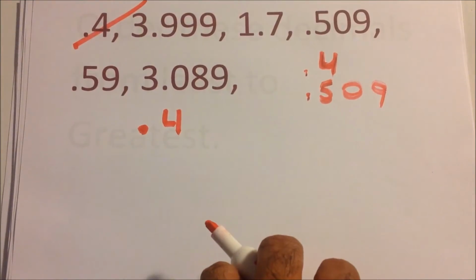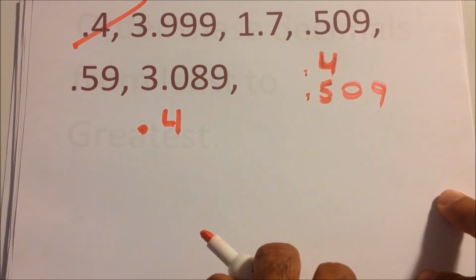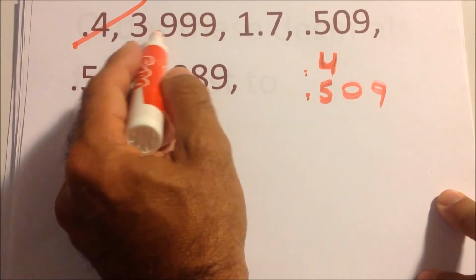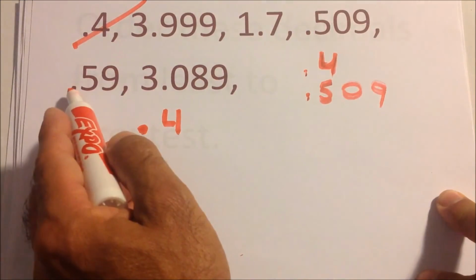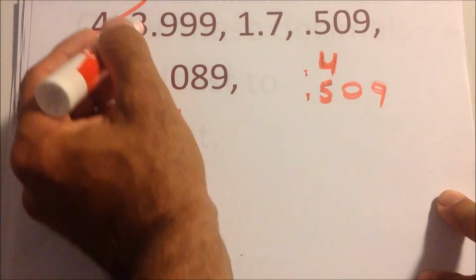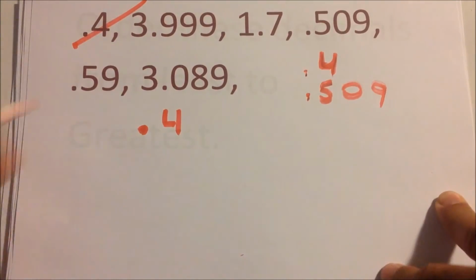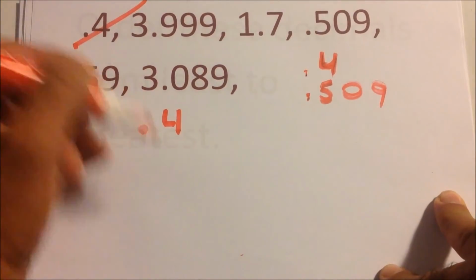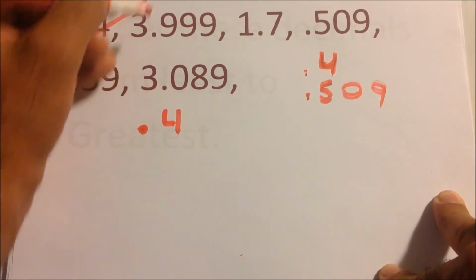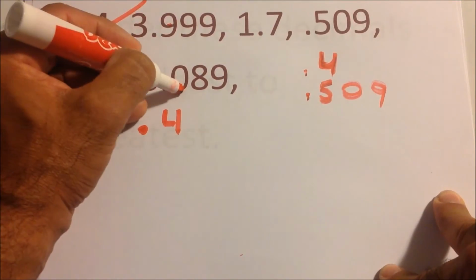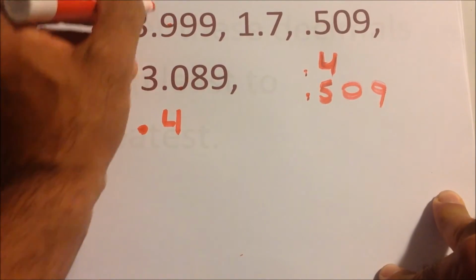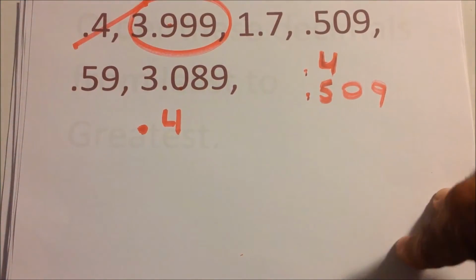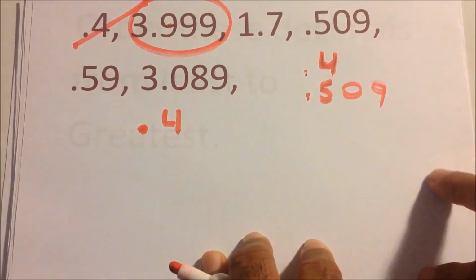Cross it off. What's next? Well, 3.999 is bigger than 1.7. It's bigger than 0.509. It's bigger than 0.59. So what's bigger between these two numbers? Not bigger, but greater. They both share a 3. There's a 9 here, and there's a 0 there, so we can stop right away. This number is the greatest number we have there. So let's just circle that from now on.